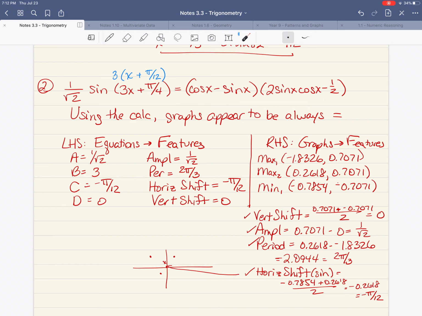And then the horizontal shift you must designate if you're doing sine or cosine. For those of you who are not sure which one to do, it has to be the one that's on the left side of your original equation. The right side has a bunch of stuff. That's the equation you're working with. So when the horizontal shift is sine, because of this problem, remember that you have to take, like I showed you on the board, the average between the min and the second max, because that's the point where you want to find it. So you take the min, the second max, add them together, divide by 2, you do come up with the negative pi over 12 that it's supposed to be. So you have now graphically proven that these two graphs are always equal.